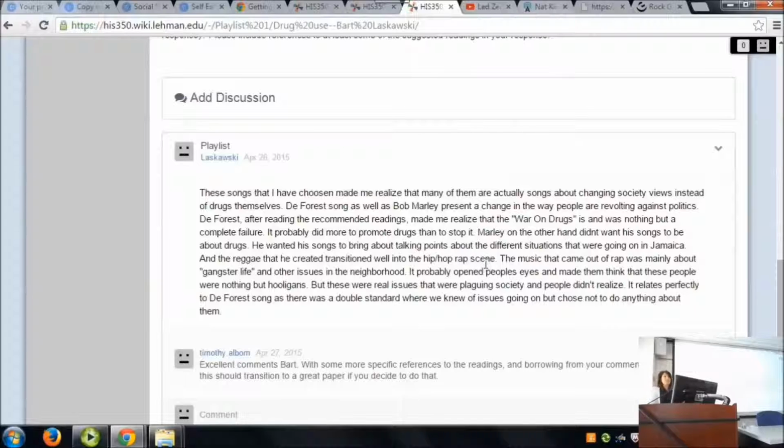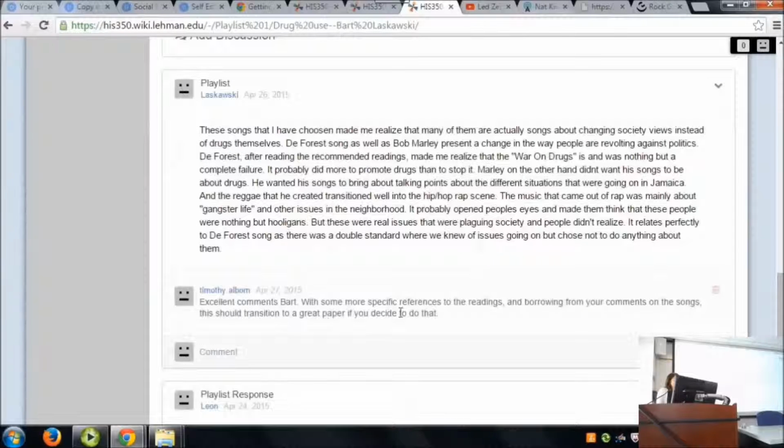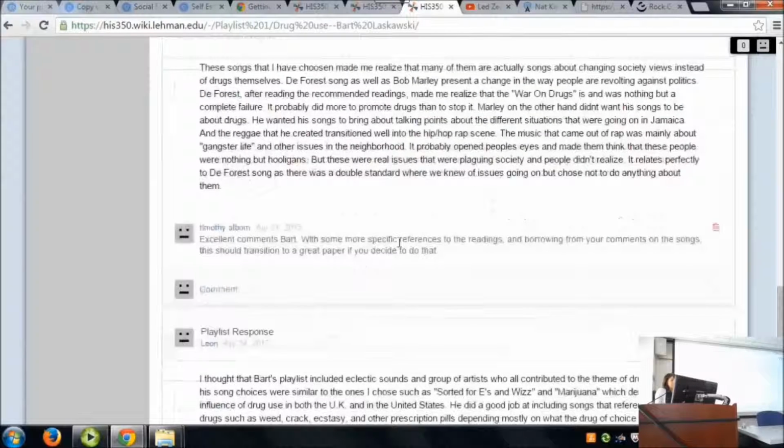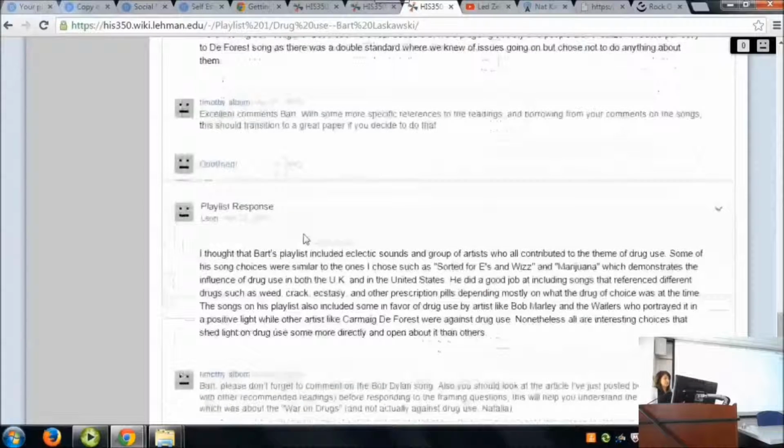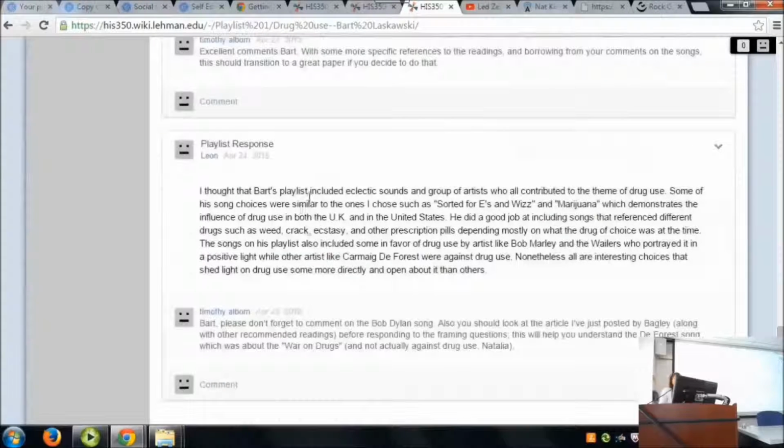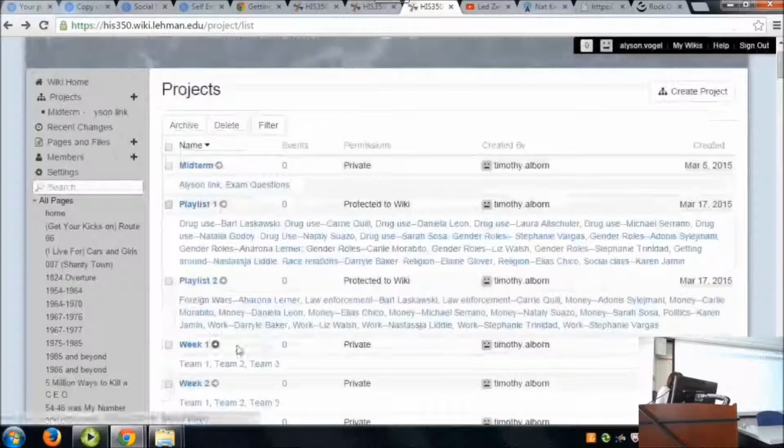Now these are our Lehman students, and there's a high degree of sophistication in the ability that they had to take and cogently discuss the concepts. So this is his teacher, and with more specific references to the readings and borrowing from your comments in the songs, this should transition to a great paper if you decide to do that. So you could see that these are students' responses to the playlist that he created, and then they, at the end, will create their own.